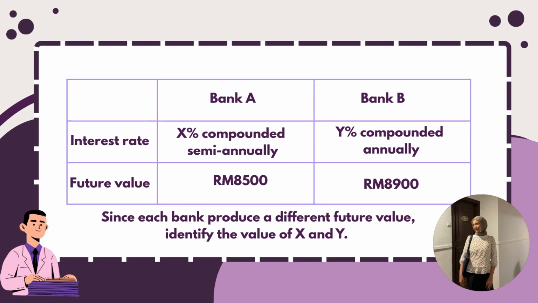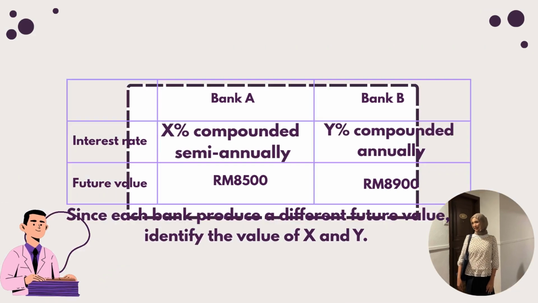The first bank is Bank A. The interest rate is X% compounded semi-annually, and the future value is 8,500 ringgit. For Bank B, the interest rate is Y% compounded annually, and the future value is 8,900 ringgit. Since each bank produces a different future value, identify the value of X and Y.